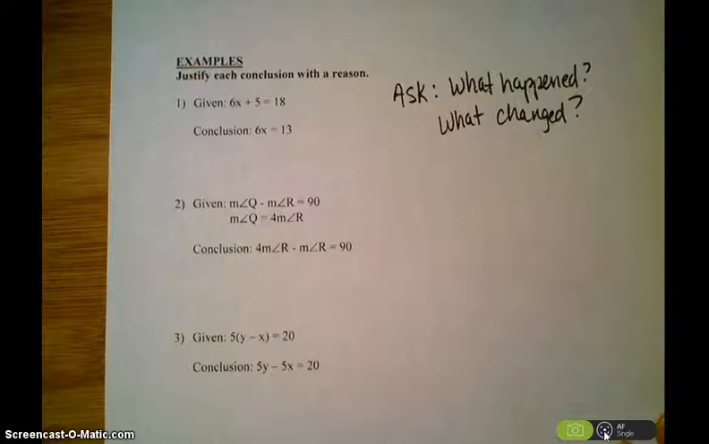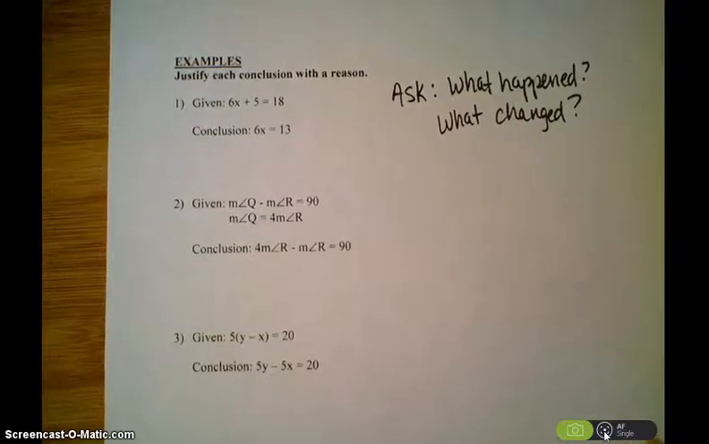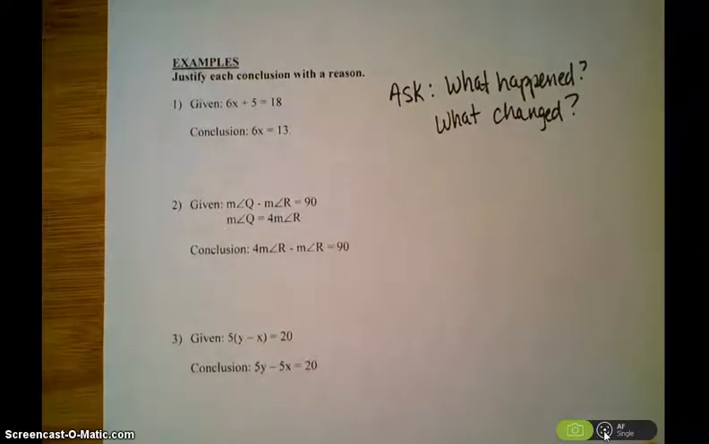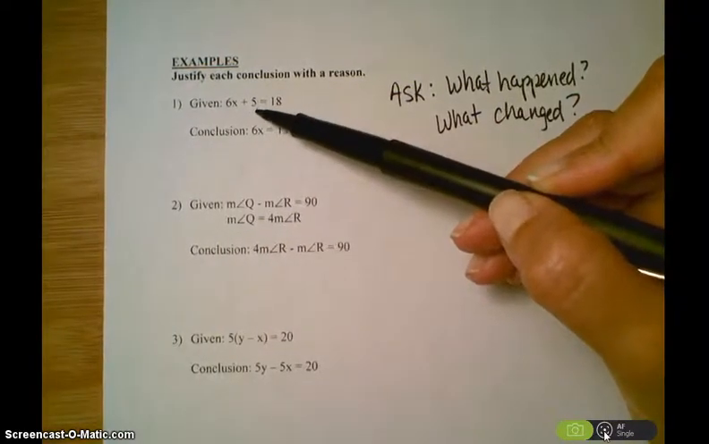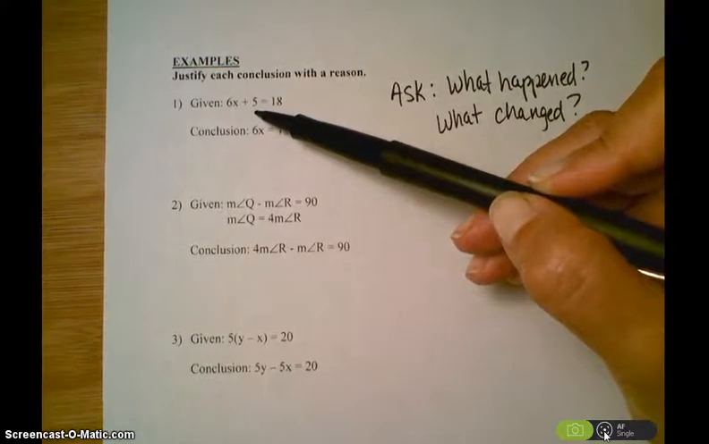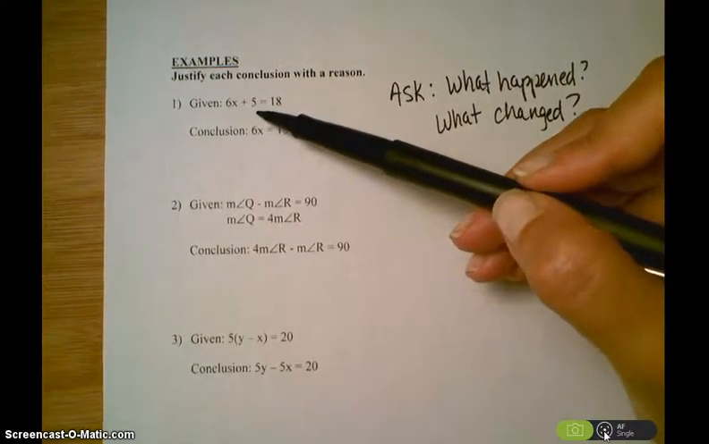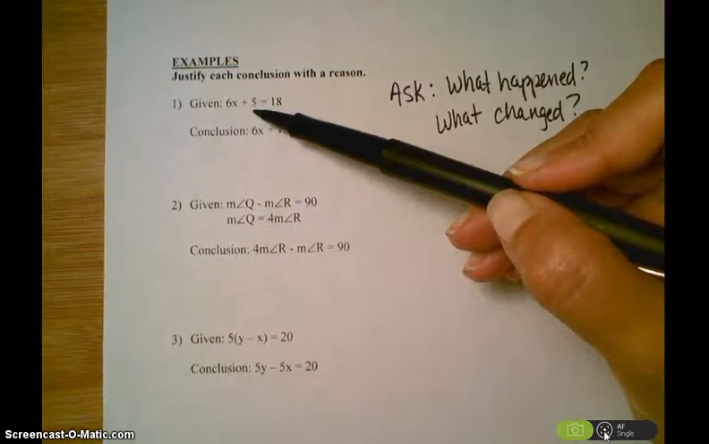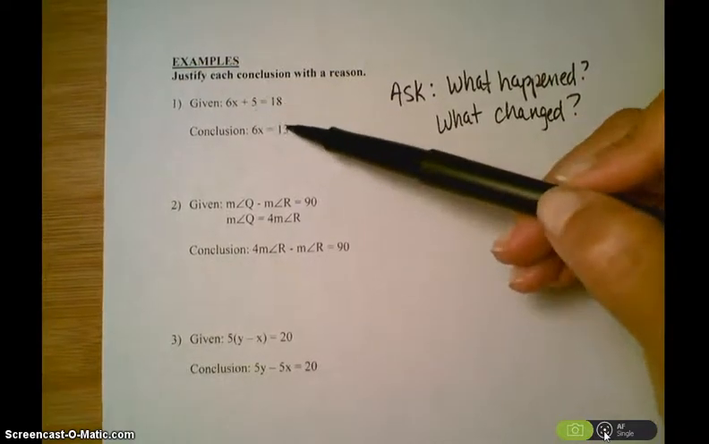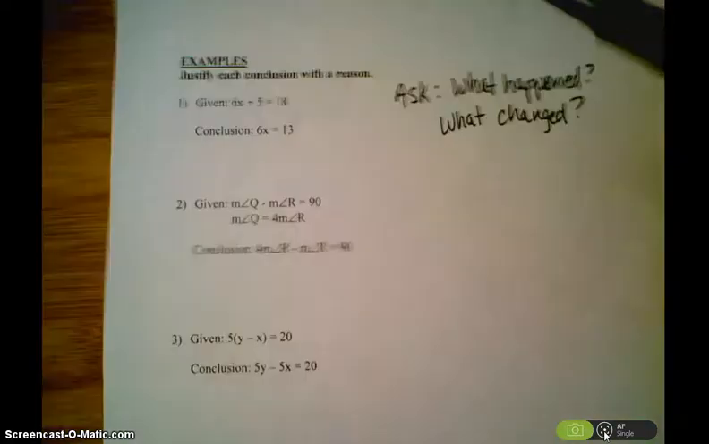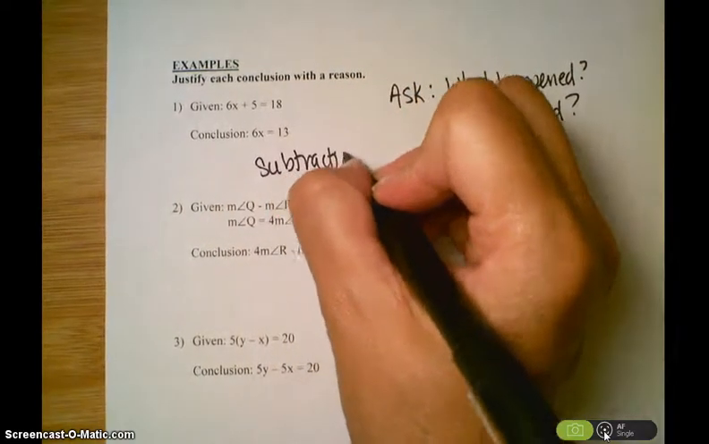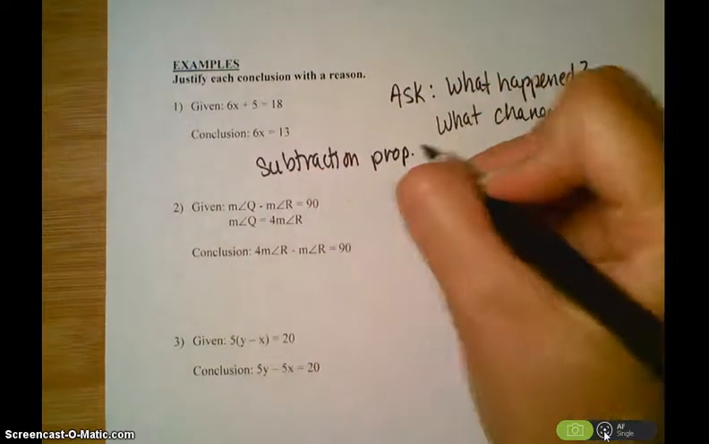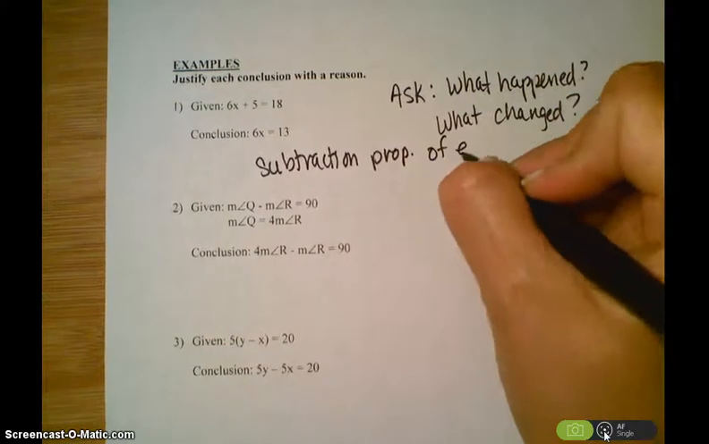So we have 6x plus 5 equals 18, and then we end up with 6x equals 13. So what changed? Well, the 5 is no longer there. How would we have made that 5 go away? That's right, by subtraction. And if I subtract 5 on the left side of the equation, I need to subtract 5 on the right side of the equation. So that would be the subtraction property of equality.